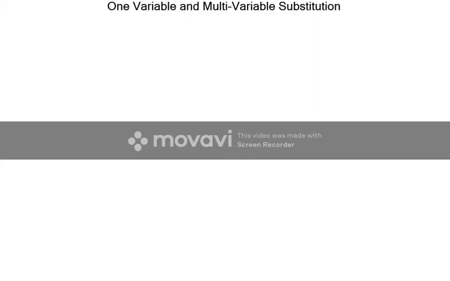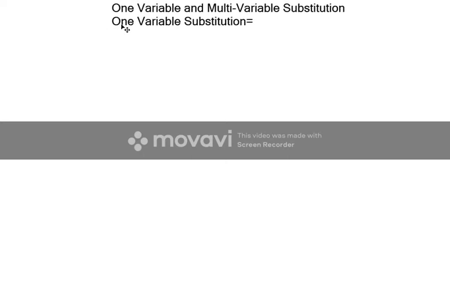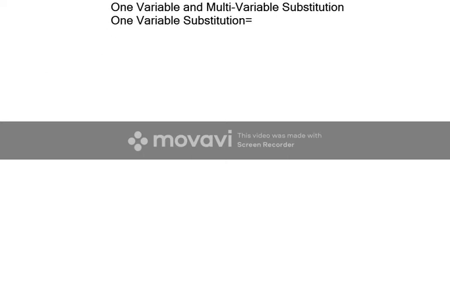Alright, so let's go through one variable substitution first. What do I mean by one variable substitution? That basically means that we have one variable and we have an expression. Let's make a very simple expression for now. Let's do 3x. This is one term and has one variable.